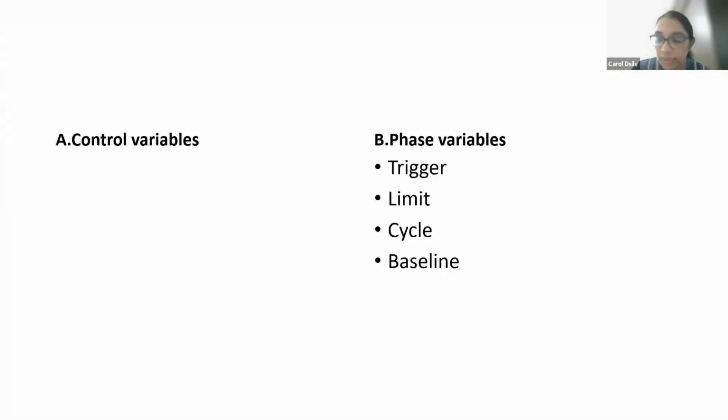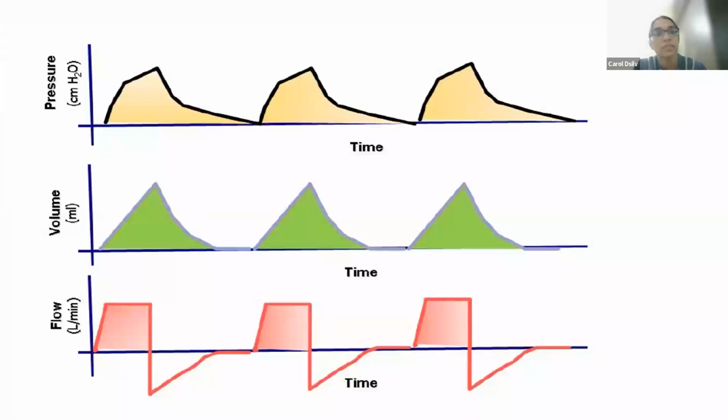And the baseline variable most common is a PEEP. If you keep a PEEP of 0, it is zero. If you keep a PEEP of 5, that becomes your baseline variable. Okay, so we'll just go through a few slides, and I want you all to answer first what is a control variable, whether it's pressure controlled or volume controlled, and to identify the various phase variables. So this is the first graphic.